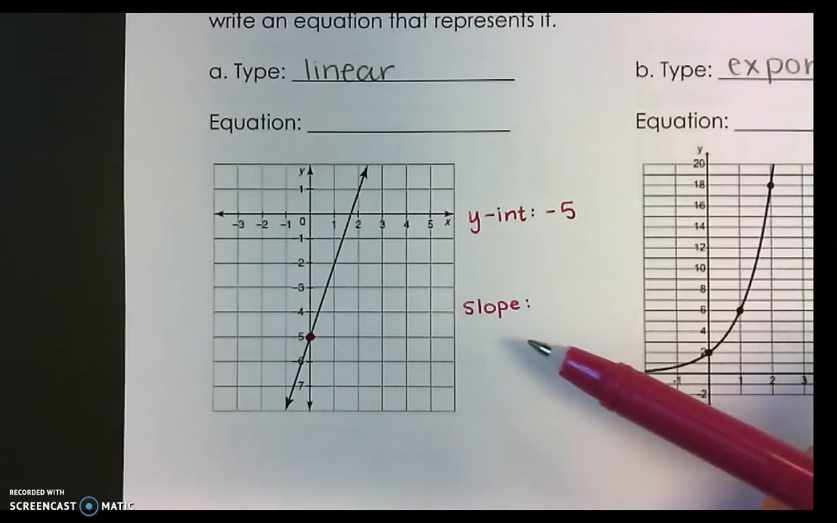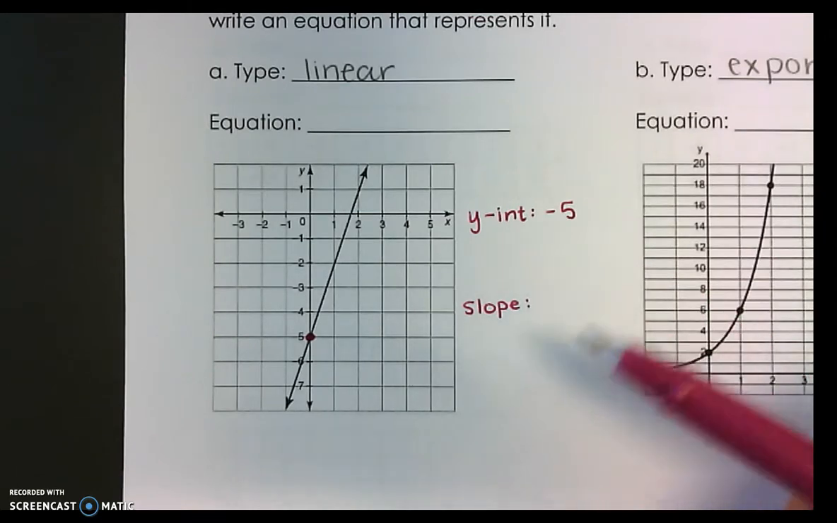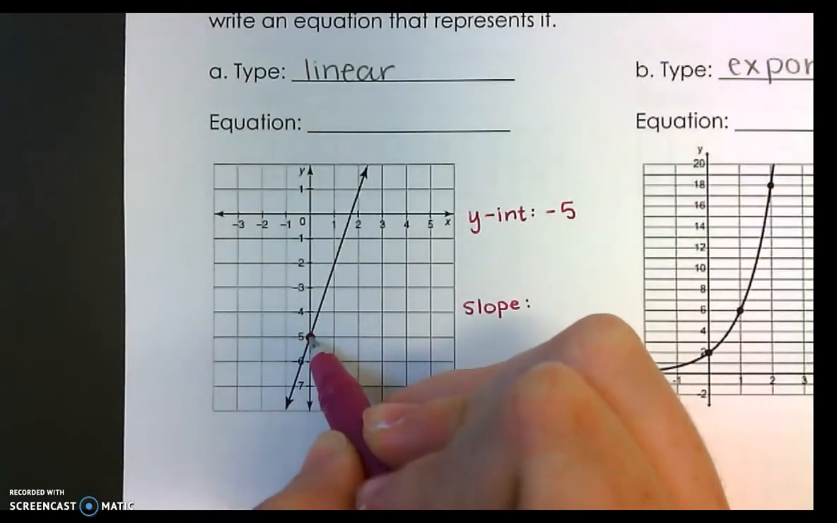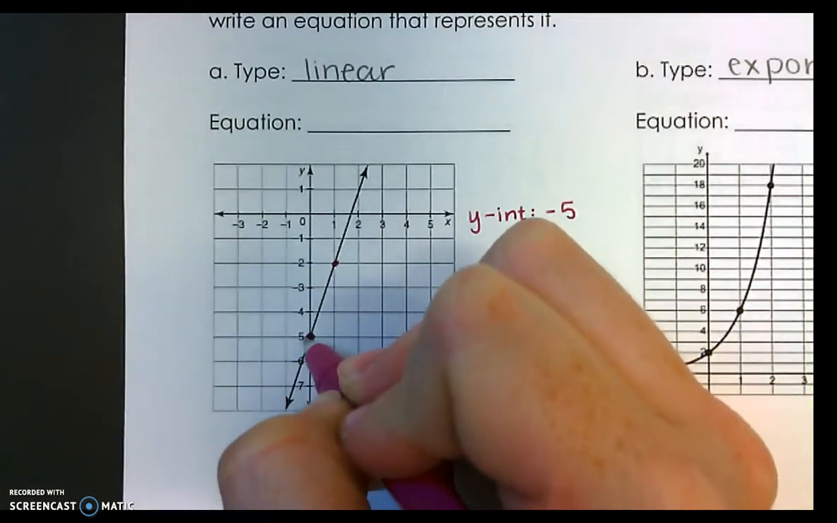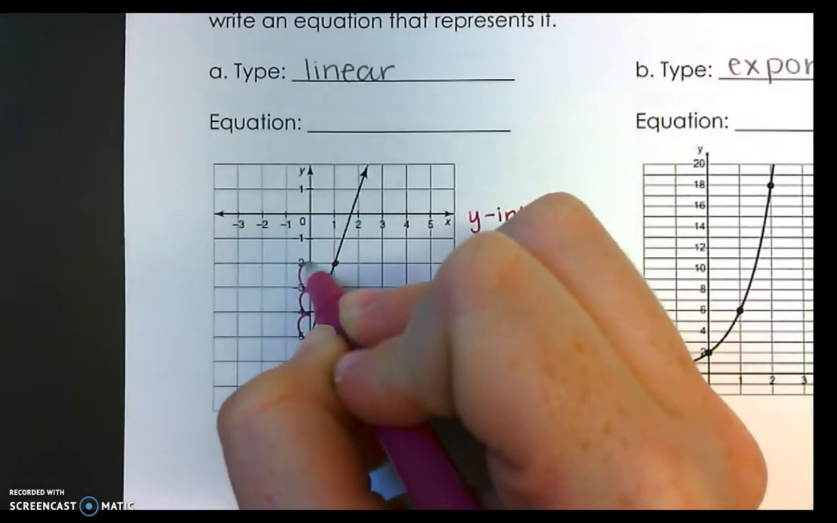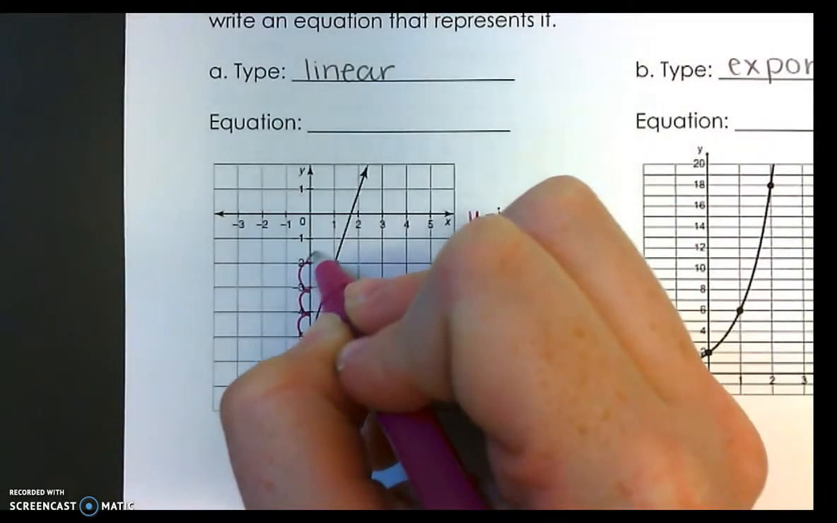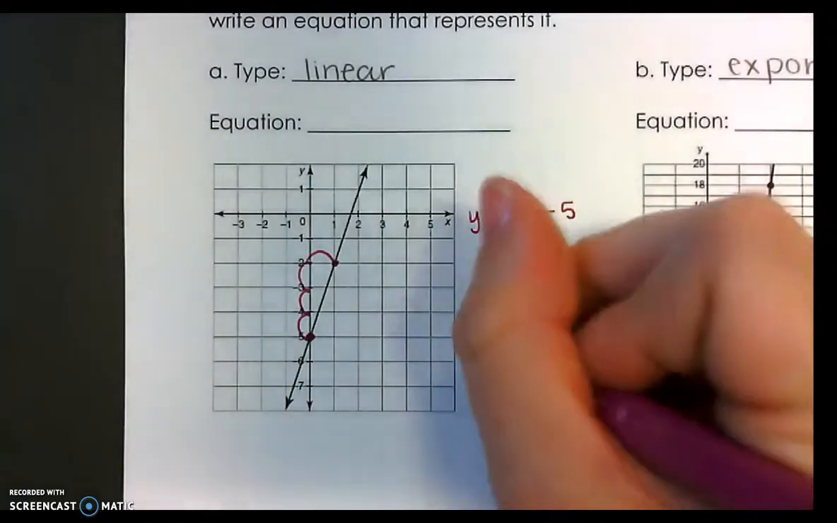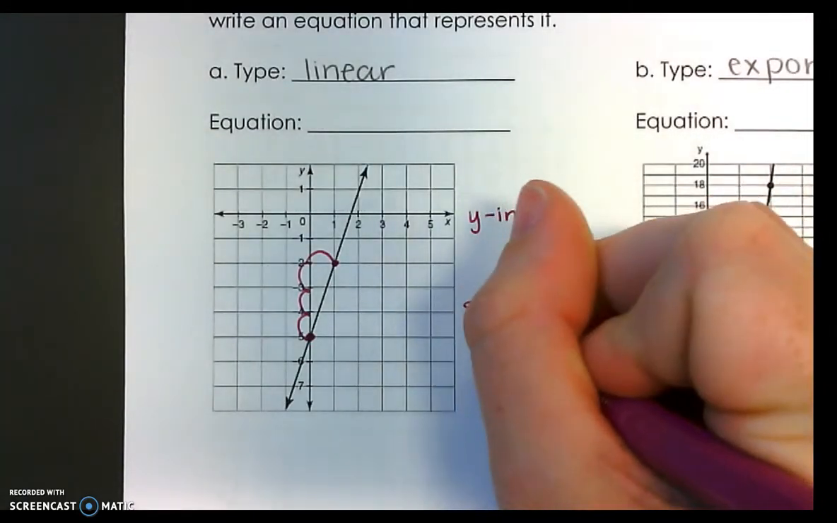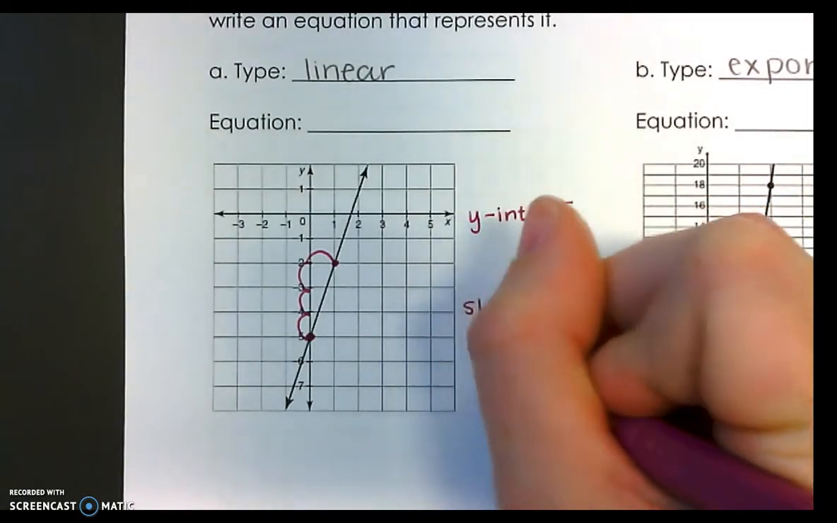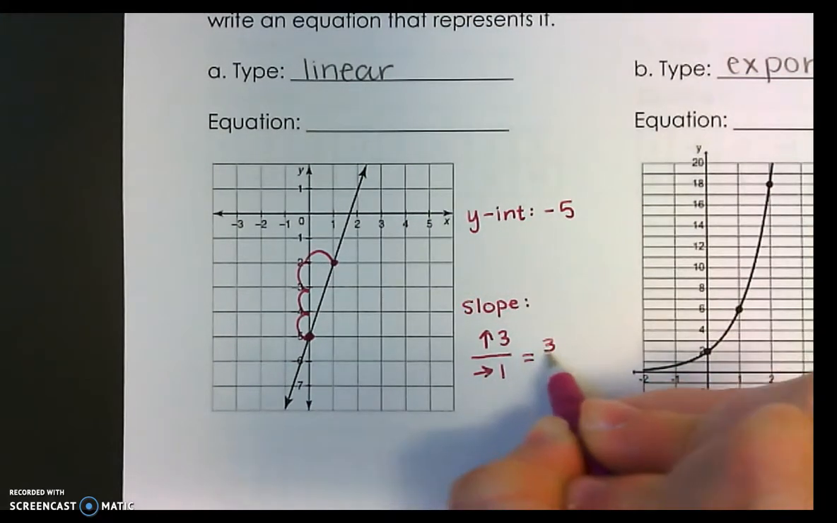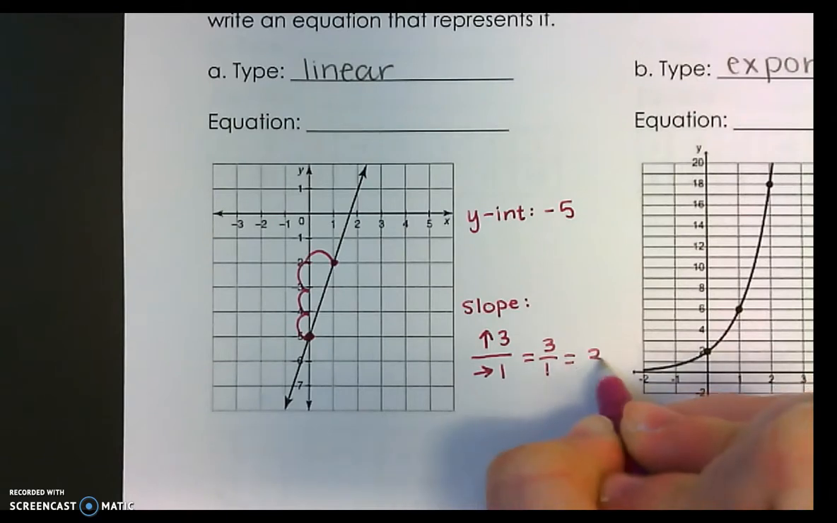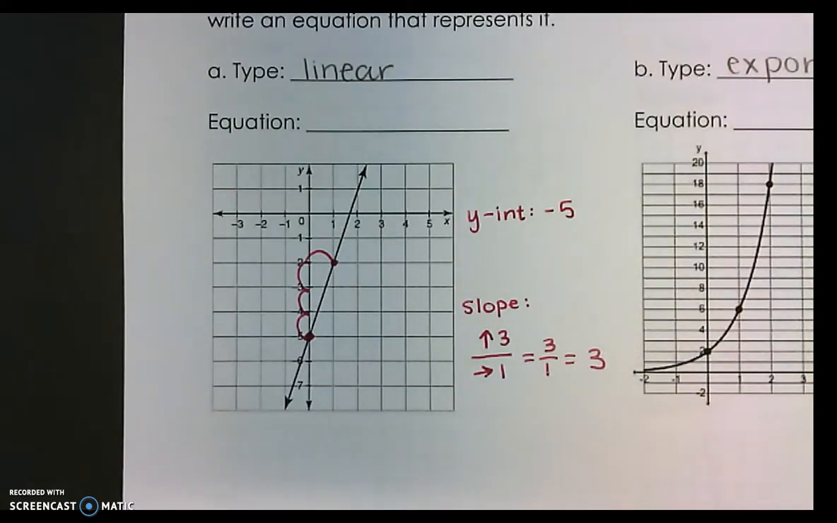And then for our slope, I'm going to use rise over run. So starting at this point, getting to my next point, which is right here, I would go up 1, 2, 3, and then I would go over to the right 1. So my slope was going up 3 and right 1. Up and right are both positive directions, so that would be +3 over +1, which is just +3.